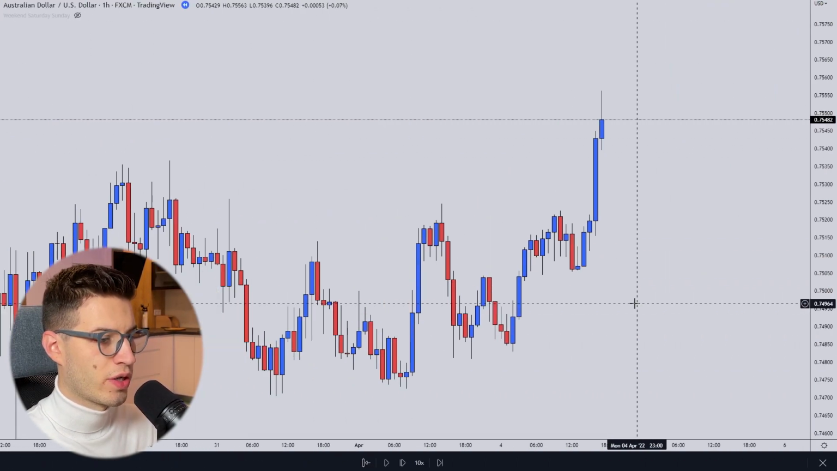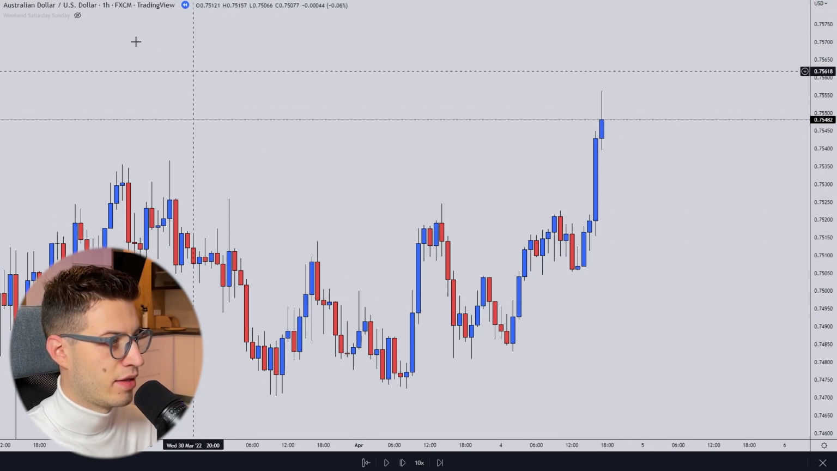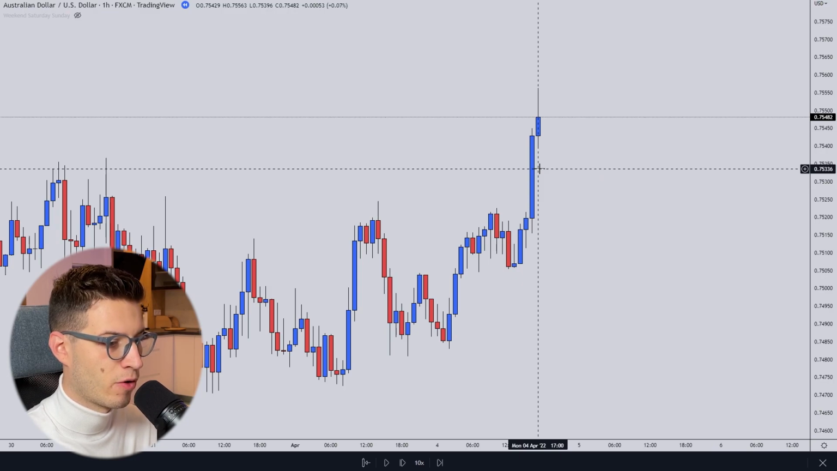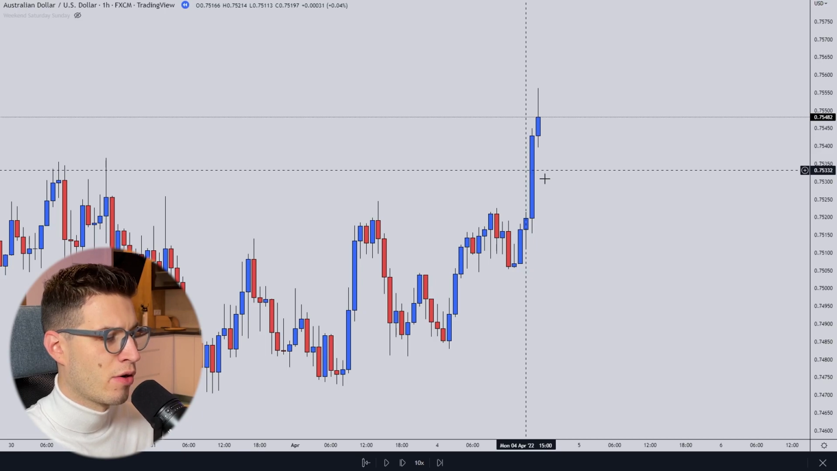Okay, now we're switching it up a bit. This is the Aussie and the US dollar, of course, 1 hour chart. This is around the 4th of April 2022, so really fresh price action. We will see what happens.